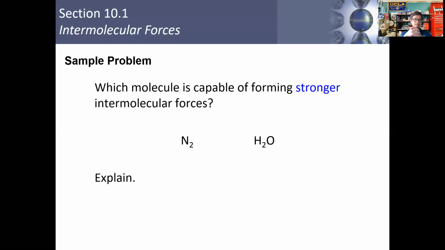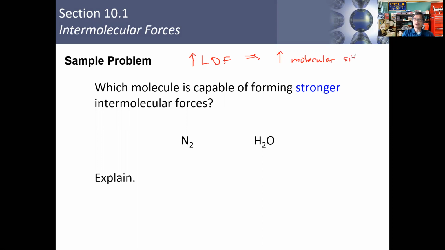There's a huge caveat you have to consider, and that is the size of the molecule itself. The larger the molecule, the more electrons it has. The more electrons it has, the stronger the London dispersion force is going to be. So we'll call these the LDFs. The London dispersion forces will increase with increasing molecular size.